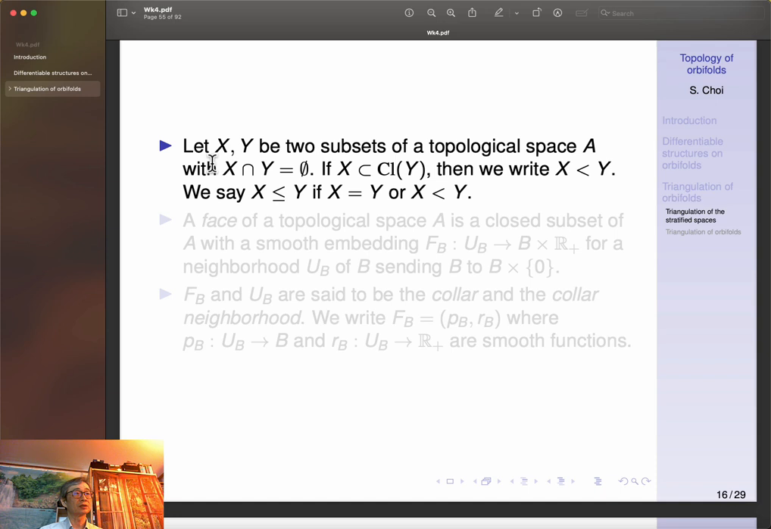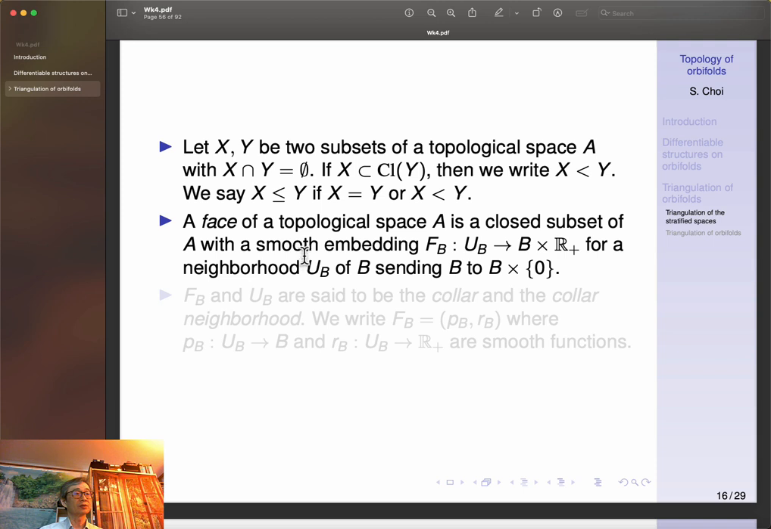Let X and Y be two subsets of a topological space A with empty intersection. If X is in the closure of Y, then we write X is smaller than Y. We say that X is smaller than or equal to Y if X is equal to Y or X is less than Y.